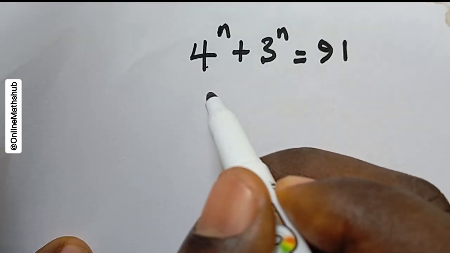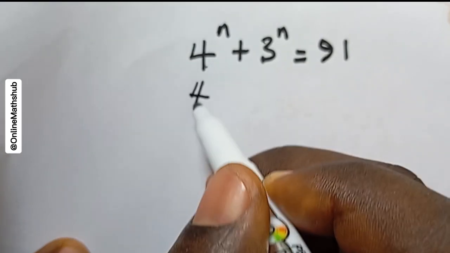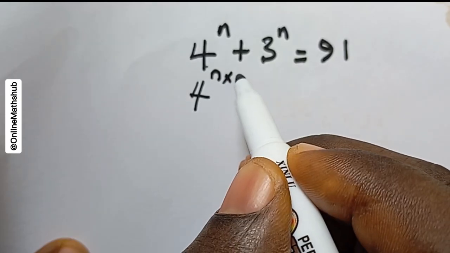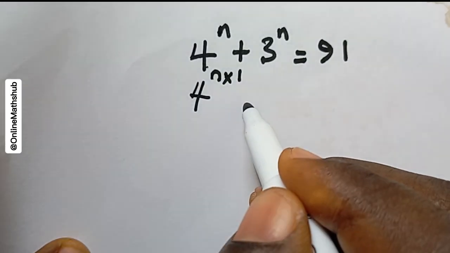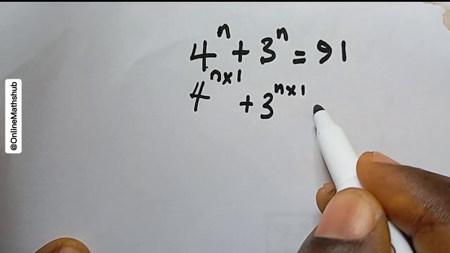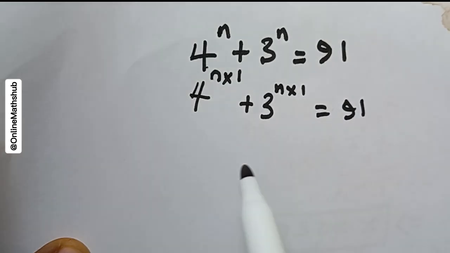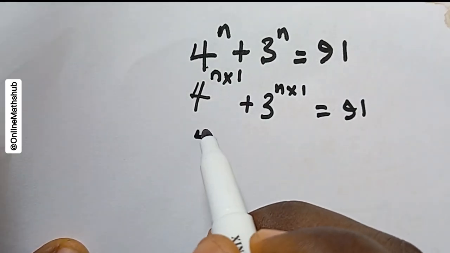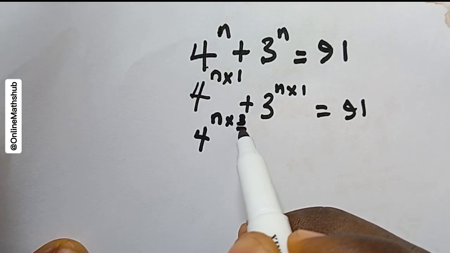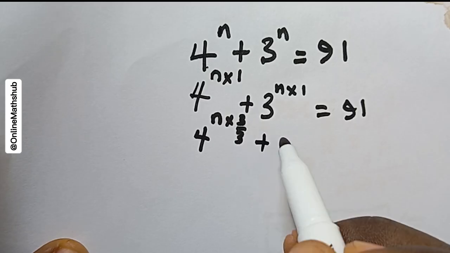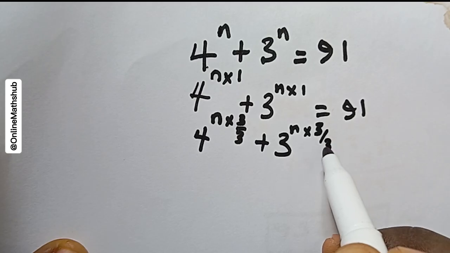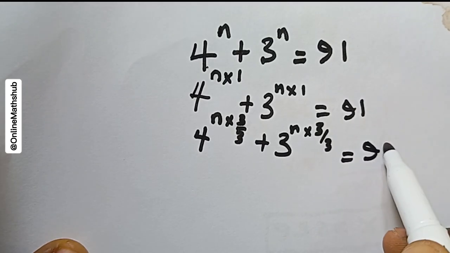Okay, so first I am actually going to do an operation which will not change the equation. So this is 4 power n, and I can actually decide to multiply this by 1. Okay, and then I will also do the same for 3 power n, multiply by 1, and this will still be equal to 91. So it is still pretty much the same. And then that 1 I wrote there, I can also decide to write it as 3 divided by 3, plus 3 power n multiplied by 3 divided by 3, and this will still be equal to 91.